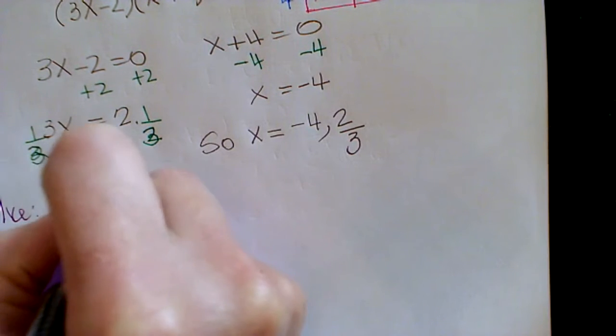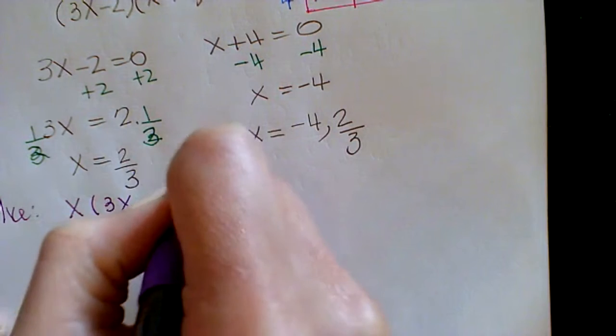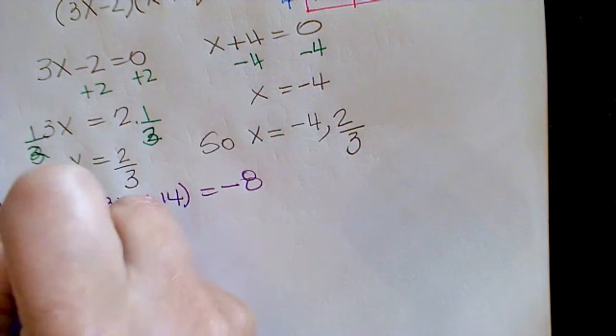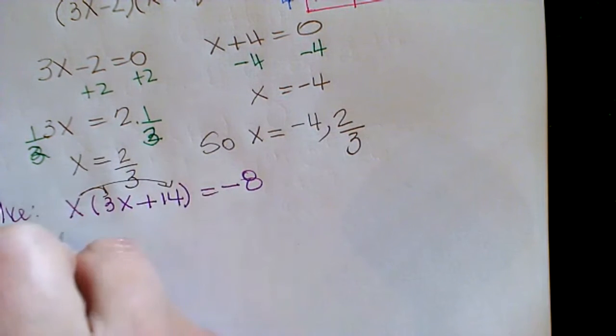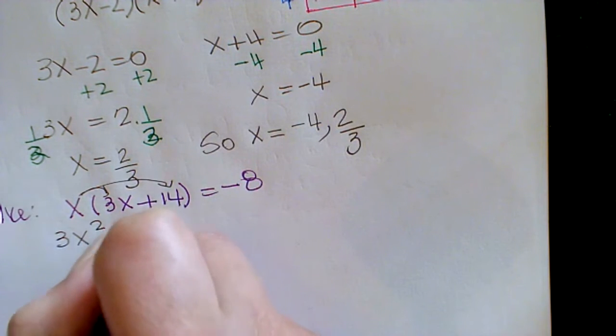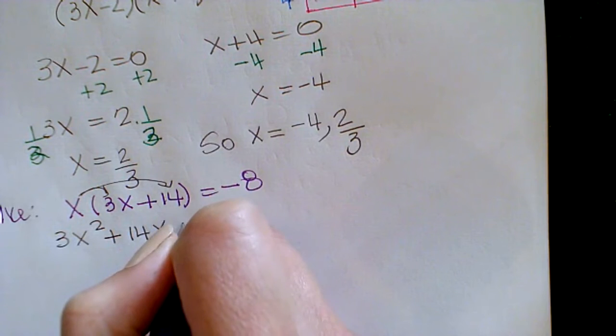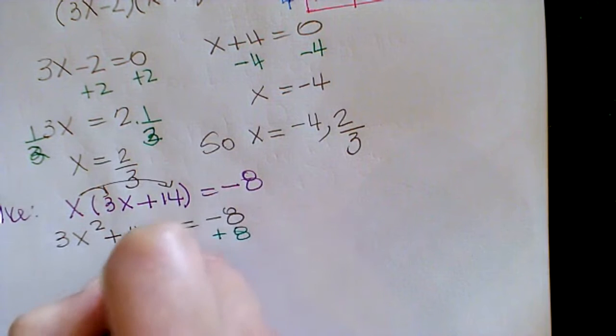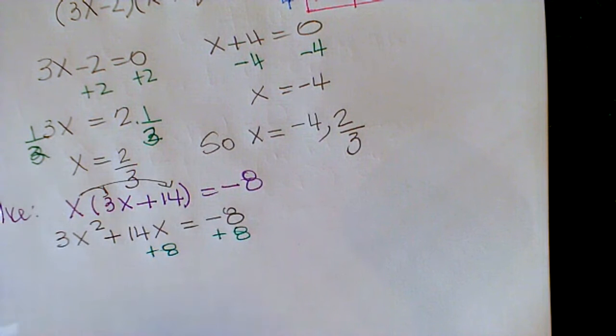This one is x, 3x plus 14. No, not the same. This one, the setting is different. So what I need to do first is this. 14 times x equal to negative 8. So I'm going to add 8, and this is going to be 3x squared plus 14x plus 8 equal to 0. It needs to be equal to 0 in order for me to apply the zero property.